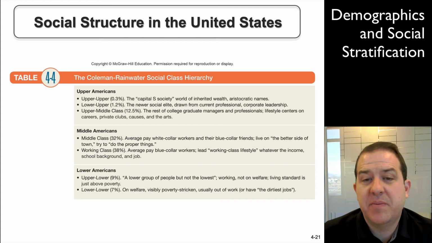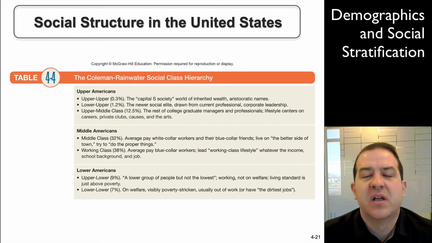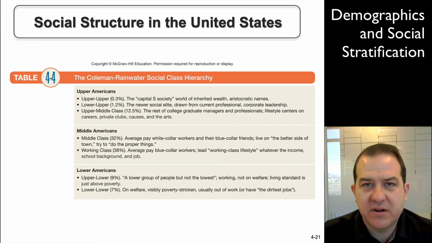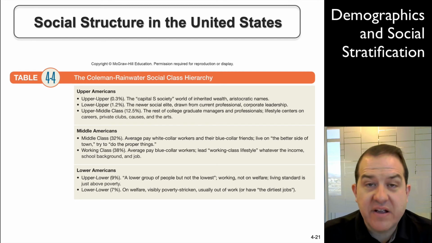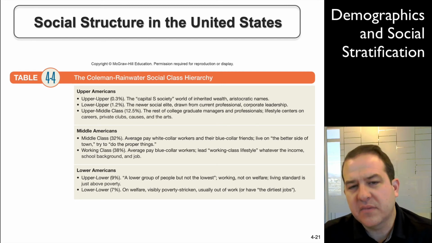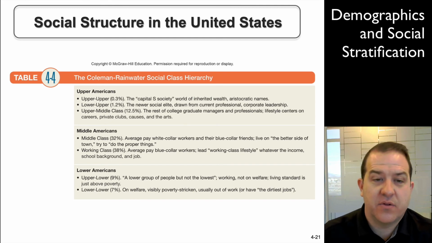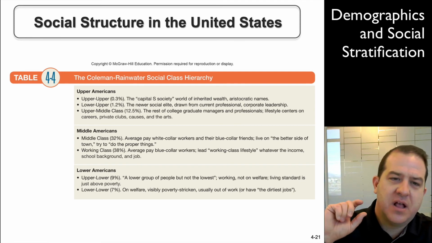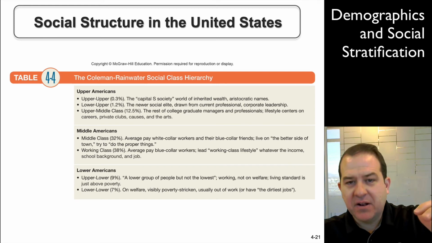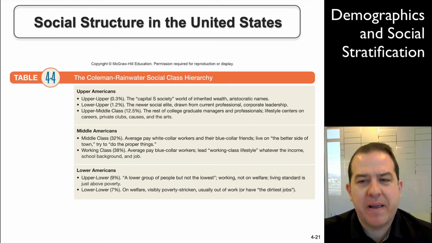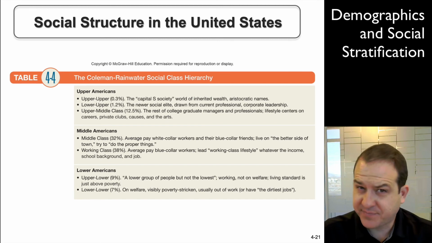Then we have the lower upper. This is the group of people that are the social elite. They're drawn from the current professional corporate leadership. So these might be CEOs, some corporate board leaders. They have a lot of money. They're a lot wealthier than a lot of us will ever be, most likely, and they can do things that a lot of us can't. The upper is 0.3% of the population. The lower upper is 1.2% of the population. The upper middle, these are college graduate managers and professionals, with lifestyle centered on careers, private clubs, and causes in the arts.